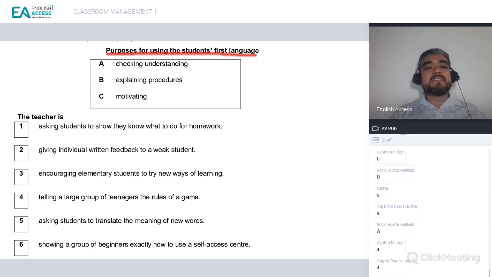Yes, right. That is checking understanding. Good job. And the last one: showing a group of beginners exactly how to use a self-access center. Do you understand self-access center?